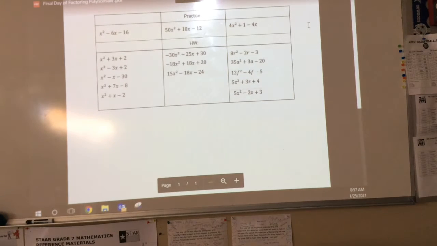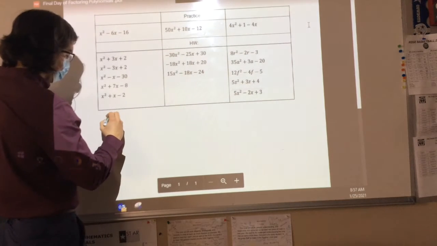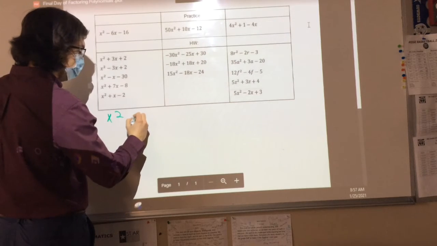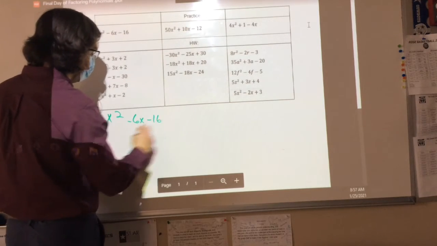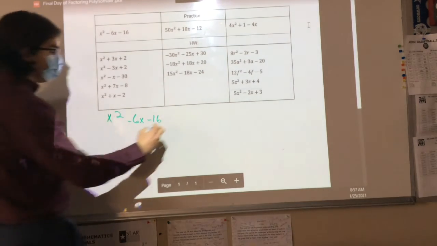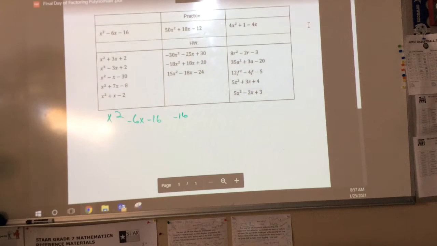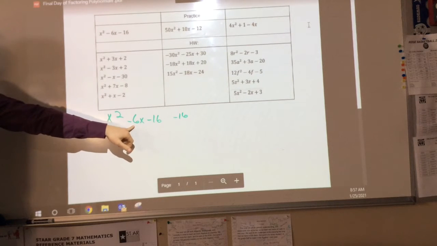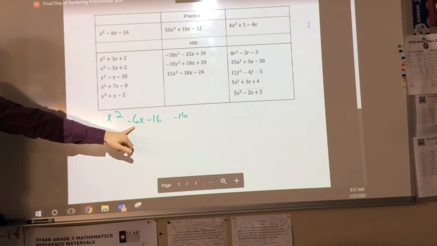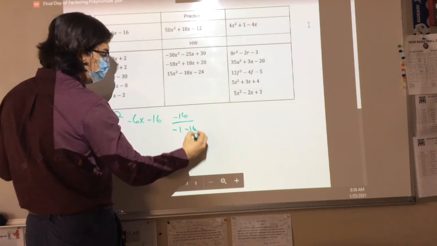All right, so first of all, that first one is x squared minus 6x minus 16. First thing we're going to do is take x squared minus 6x minus 16. We're going to multiply our a times our c. That's going to give me a negative 16. We're all good there? Okay, is my b term positive or negative? So am I going to list out negative or positive answers over there? Okay, good. We're going to have negative 1 and negative 16.